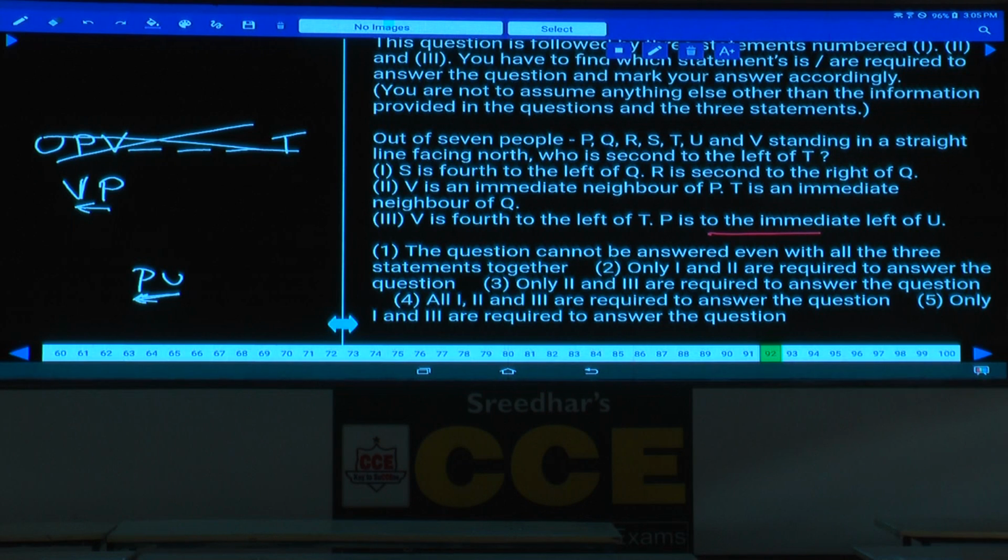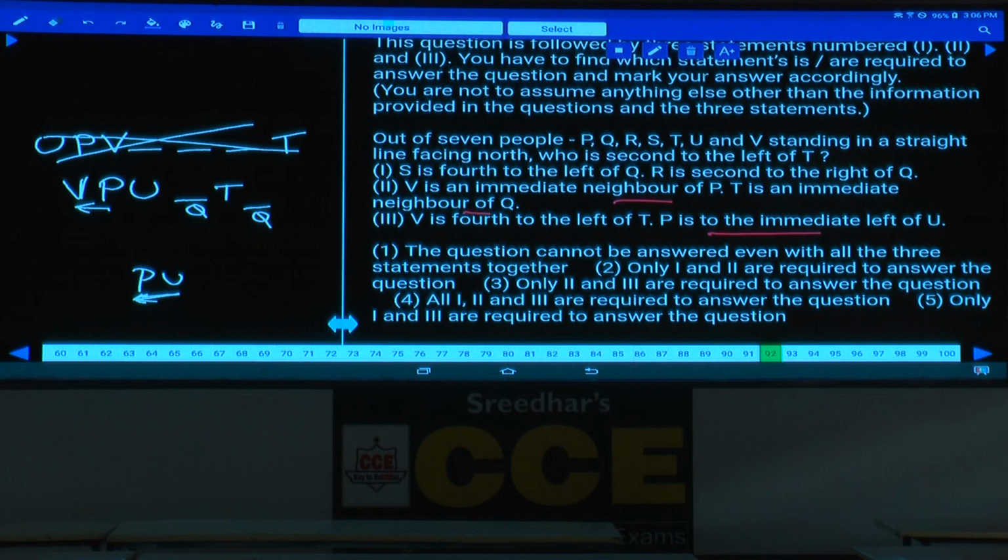As this case is not possible, P is to the immediate left of U, V, P and U must be together. Between V and T, how many persons are there? 3 persons, and T must be here. V is an immediate neighbor of P, T is an immediate neighbor of Q. As T is an immediate neighbor of Q, Q can be either here or here, isn't it? Then V is 4 to the left of T, P is 4 to the left of T, P is to the immediate left of U.